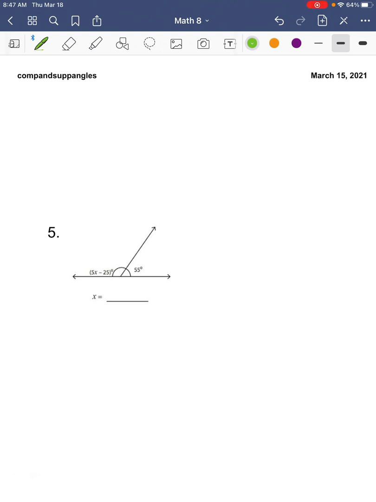So we're going to do one last example. This is also a supplementary example. Since we have that straight line here, that means these two angles add up to 180 degrees. So we're going to set up our equation as 5x minus 25 plus 55, our two angles in the picture, equals 180.